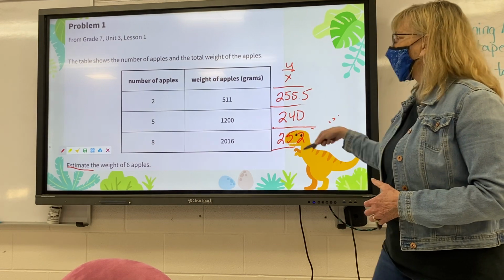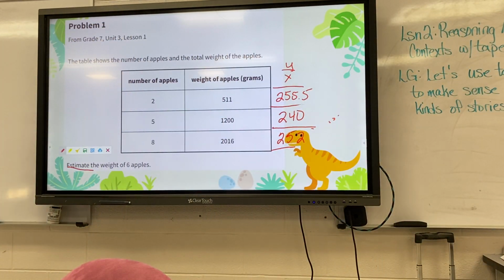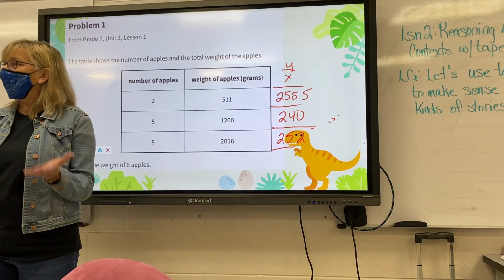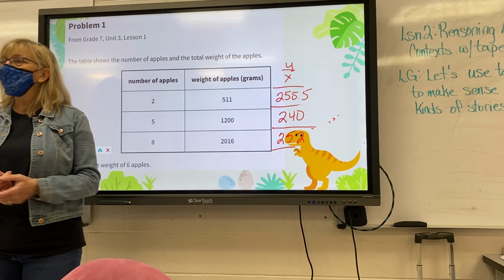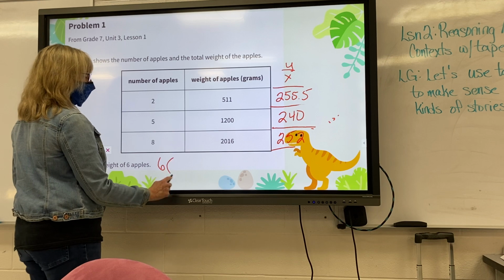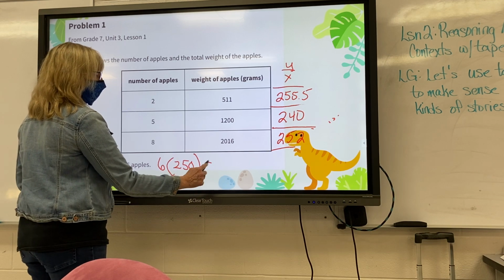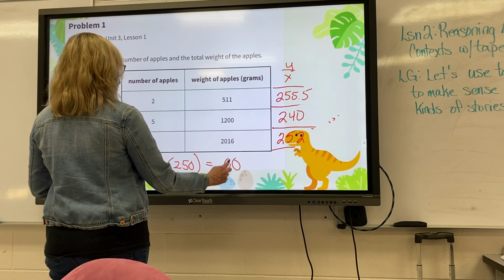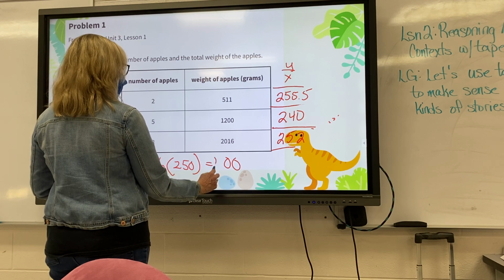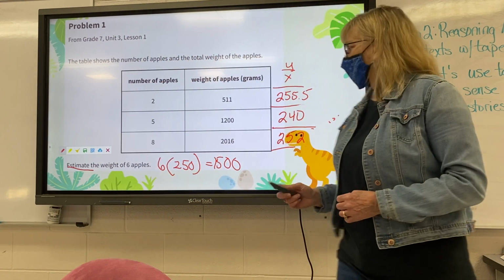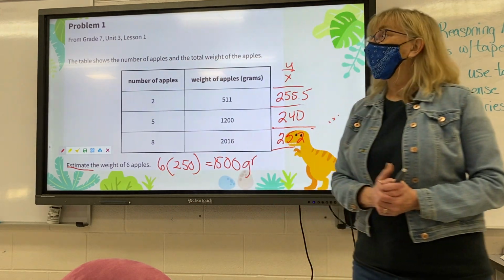All right, so what are they all around? 200 to 250 grams. They're right around 250, aren't they? Could we say 250 is kind of like the average? All right, so if we do that, can we estimate the weight of 6 apples? Can we take 6 and multiply it by that 250? What does that give us? 1,500. Did I do that right? Would that be a good estimate?